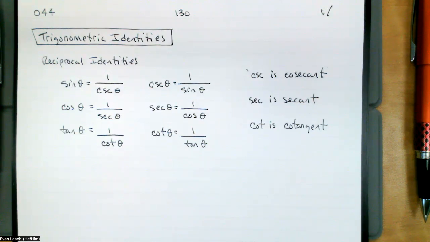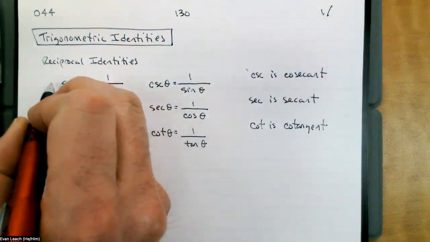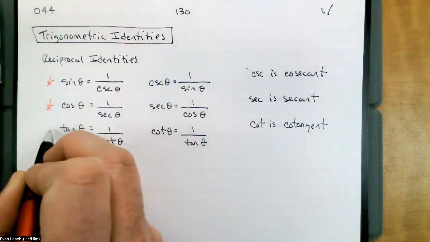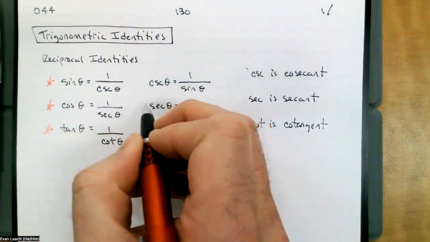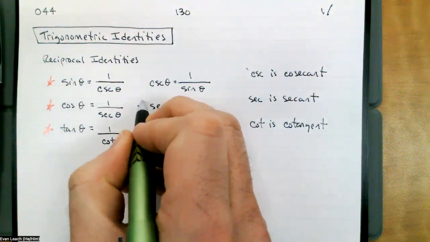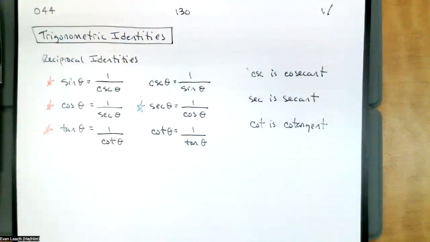All 6 of these trig functions are important to you in your trigonometric future. That is the remainder of this class. Of these 6, the most important ones are sine, cosine, tangent, and weirdly, secant. Those are the top 4.